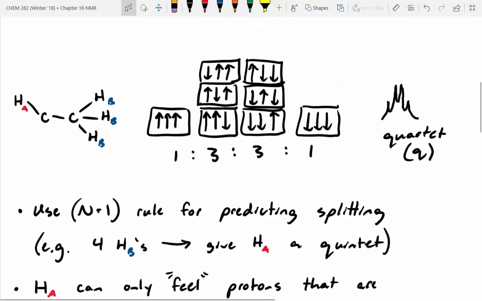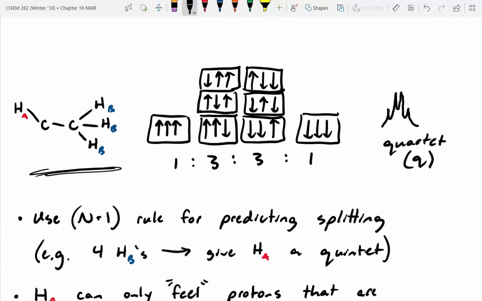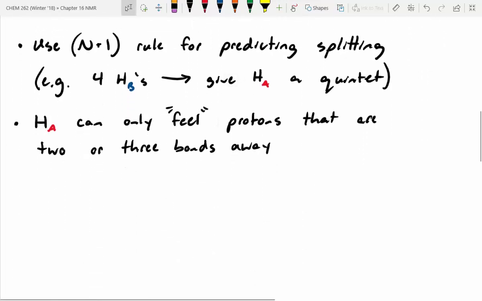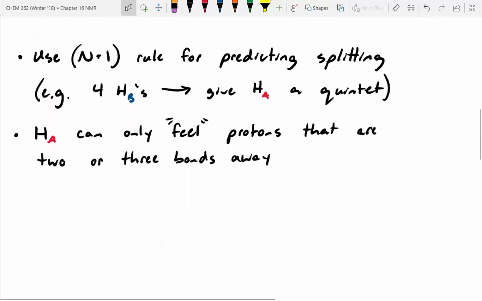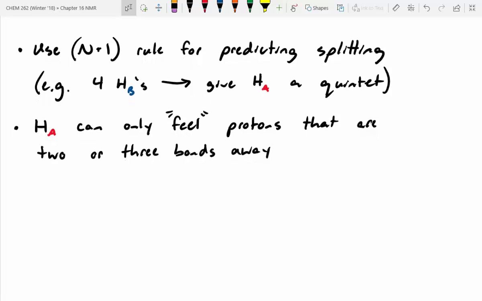So up here, for this example, we had 3 HBs. I was taking this one further. It was one we didn't do, where if, for example, we potentially have 4 HBs nearby, then we would say HA is actually going to show up as a quintet due to that n+1 rule. The one above we had 3 HBs. This one I was saying 4 HBs, if that makes sense. Okay, so that's one important thing. You can only look at neighbor protons that are 2 or 3 bonds away.